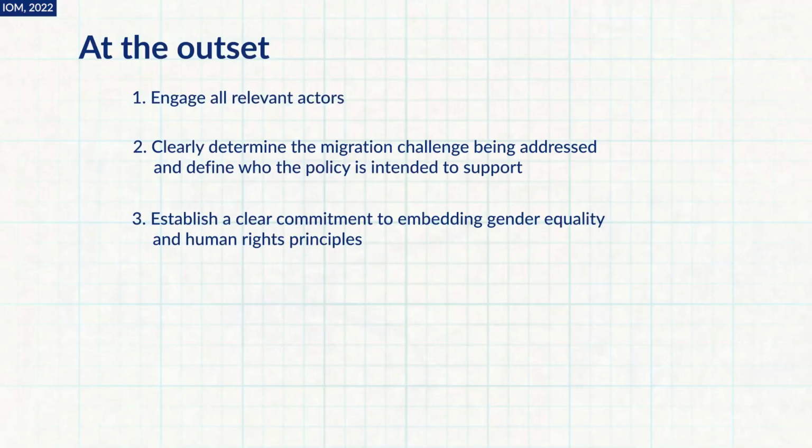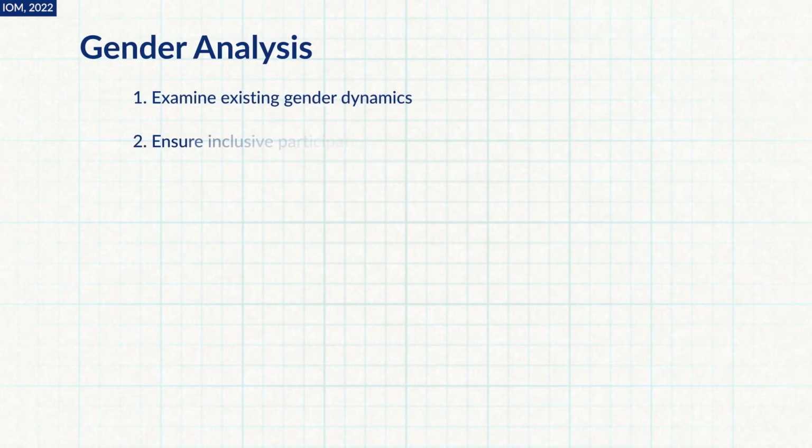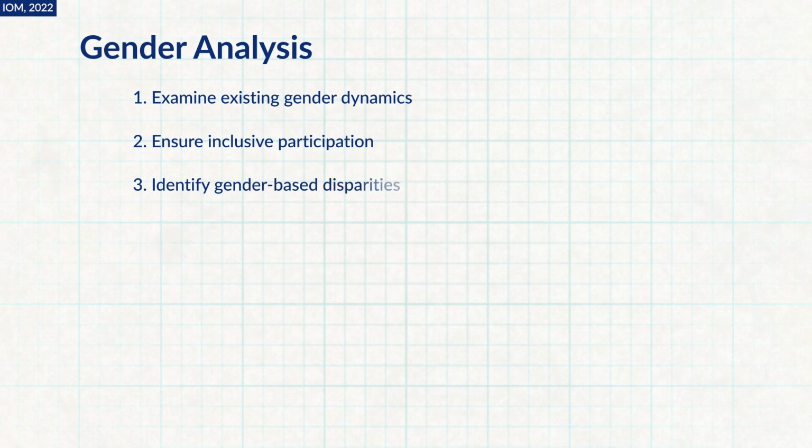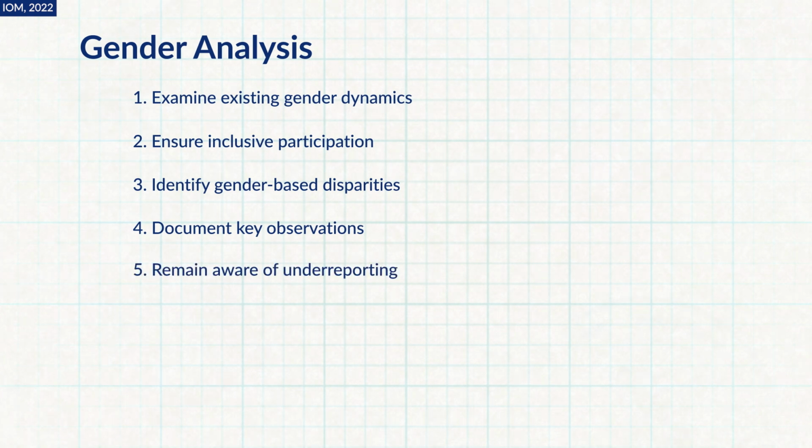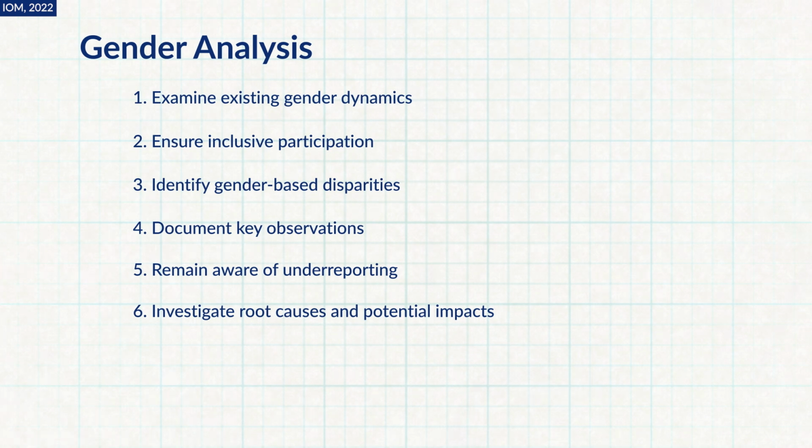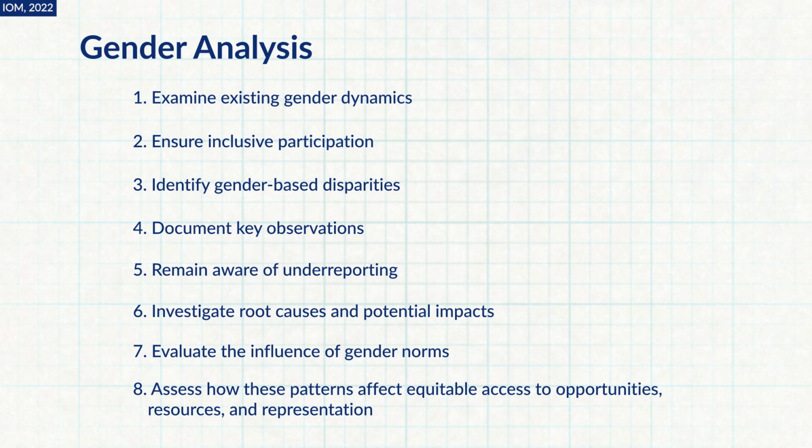Now, you want to also do some gendered analysis by examining existing gender dynamics, ensuring inclusive participation, identifying gender-based disparities that might be an issue in that context, and document all of these key observations in a specific policy context. So you want to also remain aware of underreporting, particularly in cases of discrimination affecting, for example, LGBTQI individuals. You want to investigate the root causes and potential impacts of identified gendered patterns, including those shaped by existing policies, and to evaluate the influence of gender norms, such as whether men are more encouraged to take on leadership roles or not. And assess how these patterns affect equitable access to opportunities, resources, and representation in the policy arena.